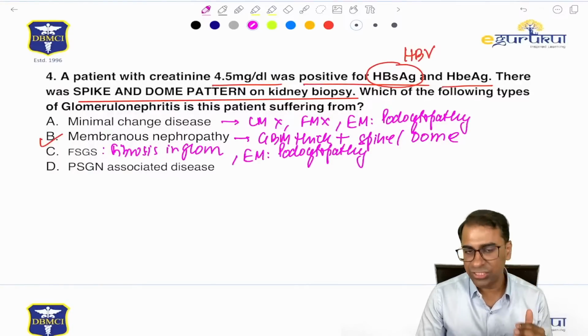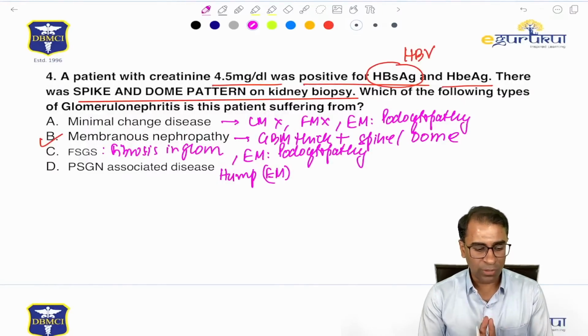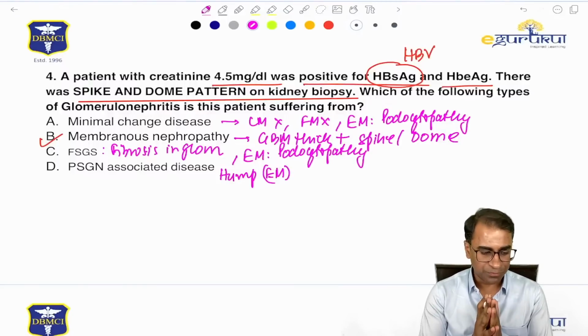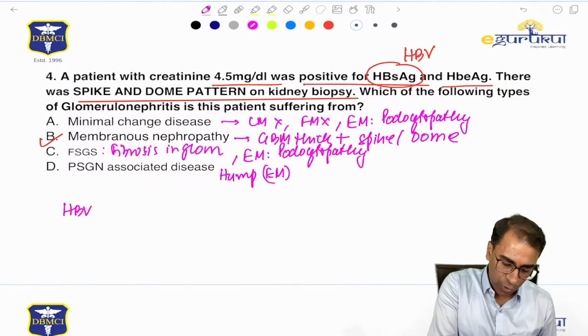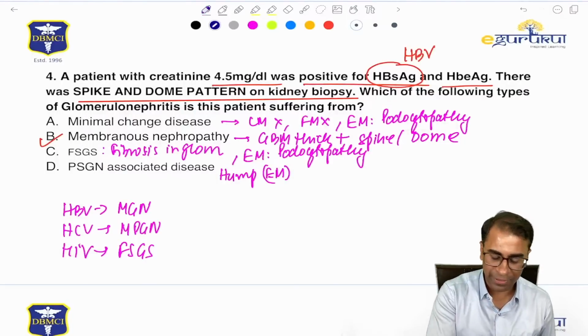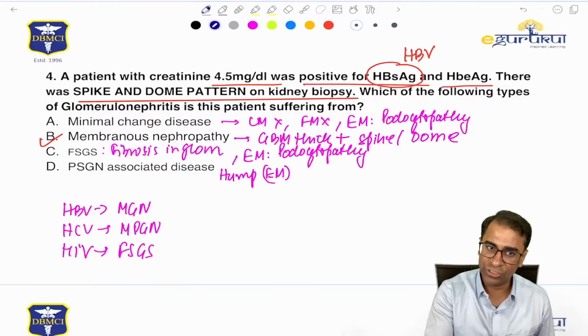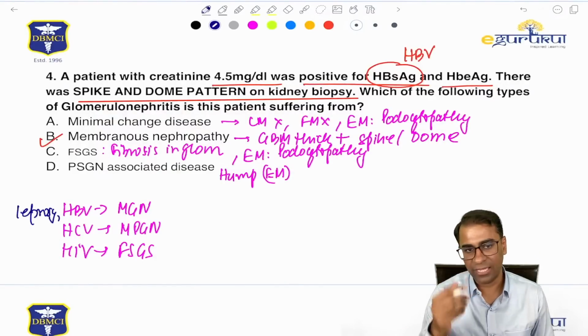Okay. In PSGN what you get is a hump, and this hump is the finding in the electron microscopy that you can get. Just remember one thing, they can ask you when you talk about a case of infections: HBV will often show a case of MGN, HCV will often show a case of MPGN, and HIV will often show a case of FSGS. Just remember they have also asked you about leprosy. Leprosy can show you both MGN and MPGN. I would suggest you go with the one more commonly seen in that.